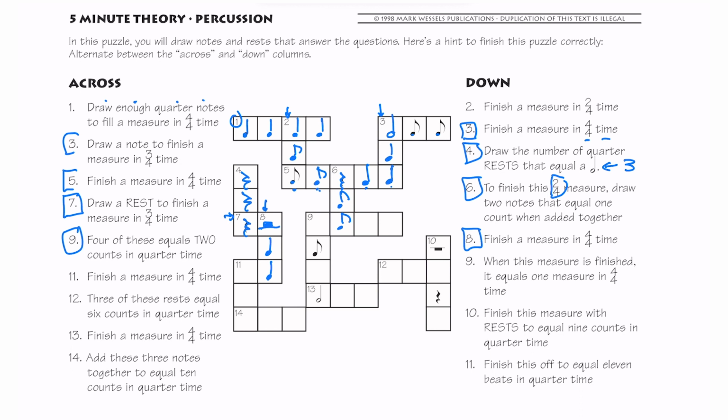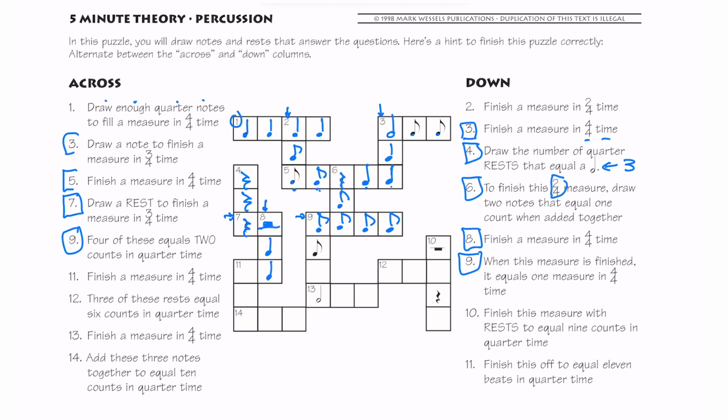9 across. 4 of these equal 2 counts in quarter time. So I've got 2 counts, but I need 4 notes. So if I think backwards, now I'm thinking there's 1/8 note in number 9. Okay, so I would probably need another, but I need 4 notes to equal 2 counts. So 4 eighth notes.